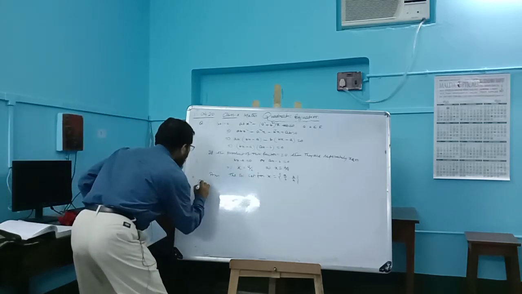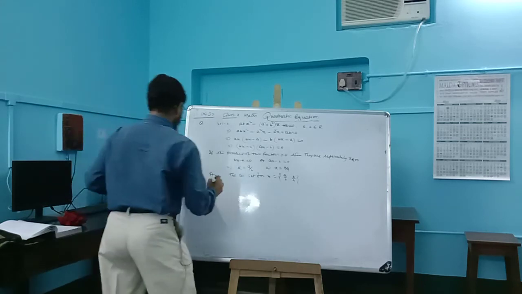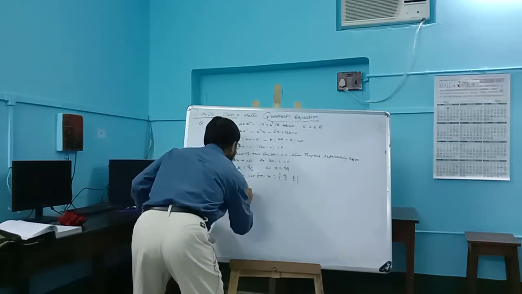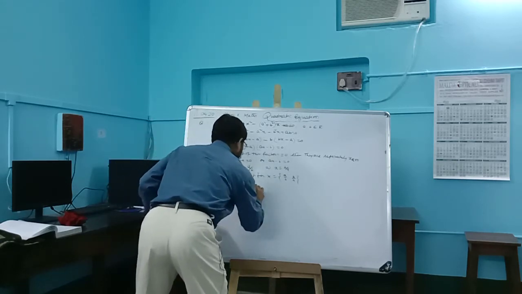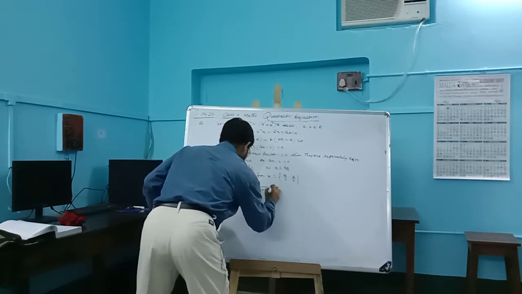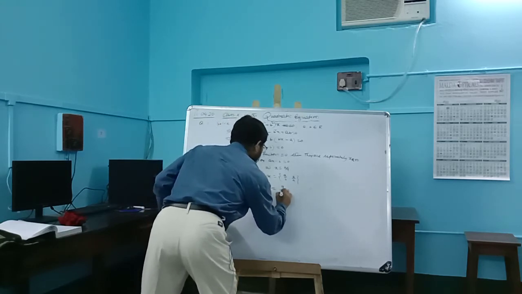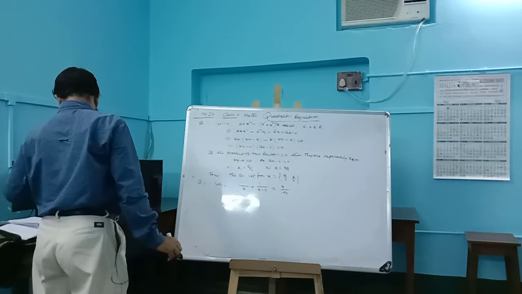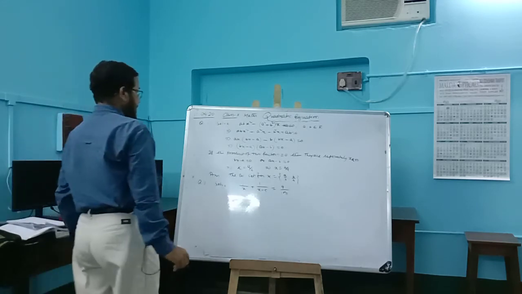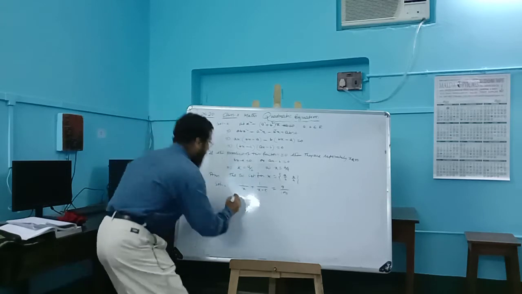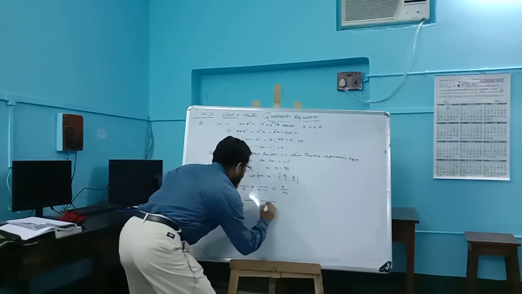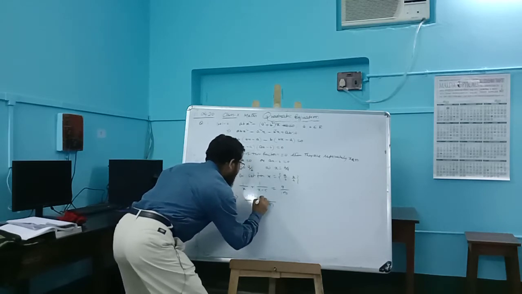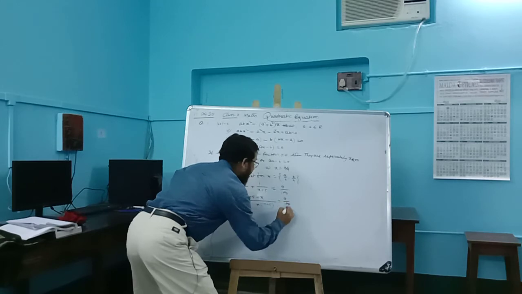Question number 2. Solve for x: 1/x + 1/(x + 5) = 9/100. Solving this, we get (x + 5 + x)/(x(x + 5)) = 9/100.